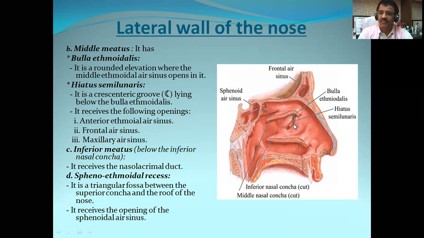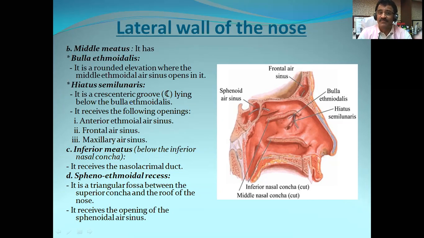Now we saw the posterior ethmoidal sinus opening in the superior meatus, and the middle ethmoidal air sinus opens on the summit of the bulla ethmoidalis. Here you can see the bulla, and here the opening, and just anterolateral to it is the hiatus semilunaris. The hiatus semilunaris is quite long. It is a crescentic groove lying below the bulla ethmoidalis.